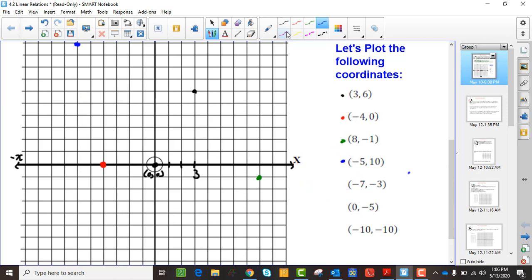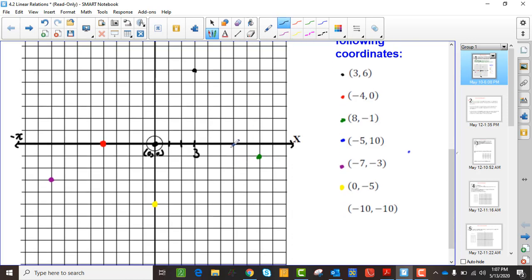Okay, and then minus 7 and minus 3. We go back. That's minus 5. We already know because we just did that. So minus 6, minus 7. Then we're going to go down 3. So minus 1, minus 2, minus 3. So there's minus 7 and minus 3. Okay, and then I don't know if we're going to have enough colors here, but we'll try 0 and minus 5. We're just going to go down 1, 2, 3, 4, 5. There's 0 and minus 5. That is a very bright yellow. And then minus 10 and minus 10.